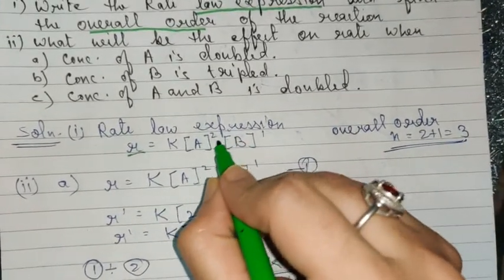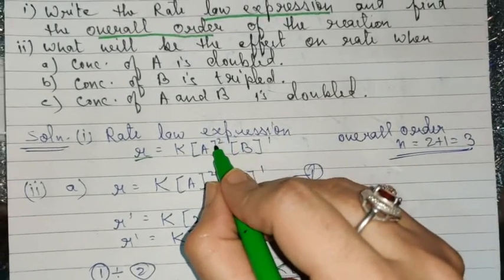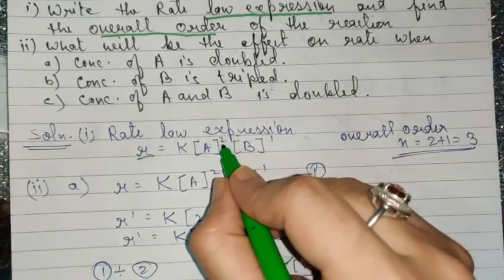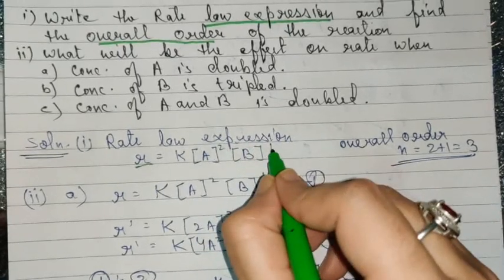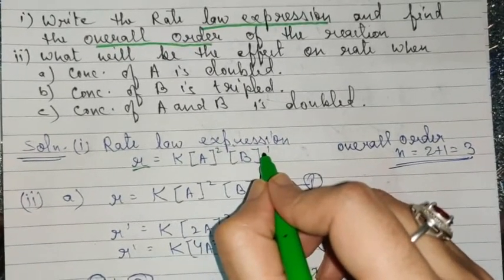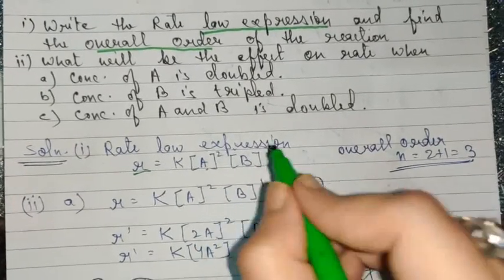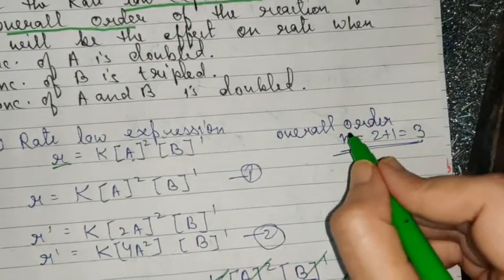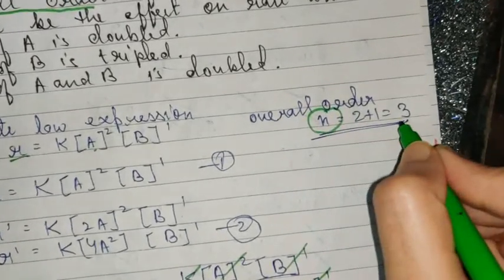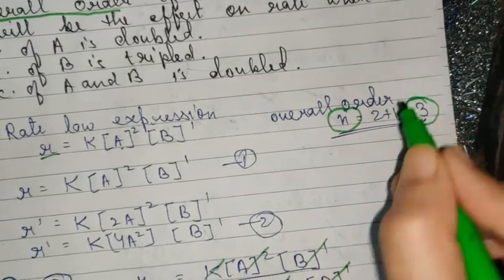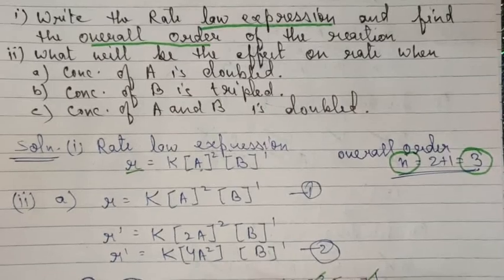So what will be the overall order of the reaction? As I told you in yesterday's session, by summing up these parts, you will get the overall order of the reaction. Order with respect to A is 2, with respect to B is 1, and the overall order of the reaction, which is denoted by n, will become 2 plus 1 equals 3. So your first part is answered now.